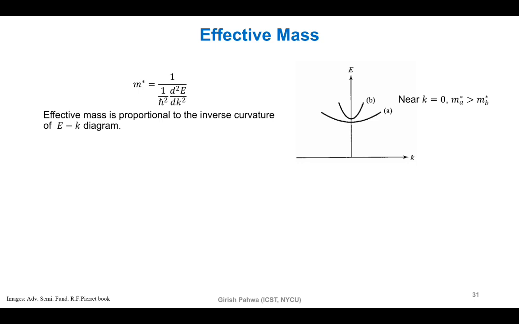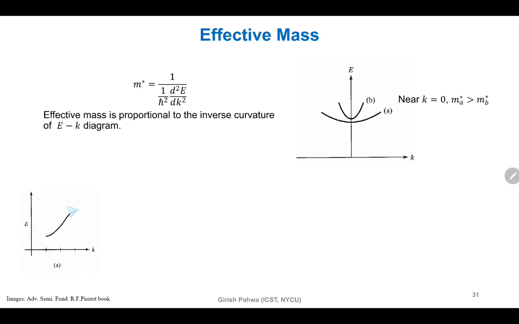So different materials can have different EK diagrams, and that's why they will have different effective masses. Or again, for the same material even, you can have different bands and you can have different effective masses. Okay, now let's take one more example.